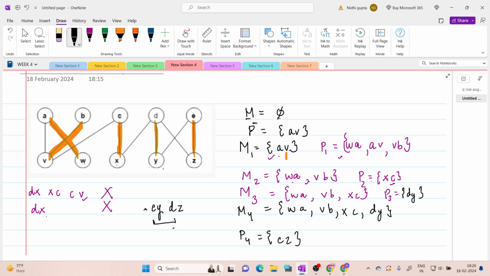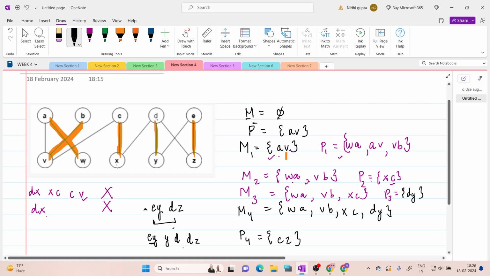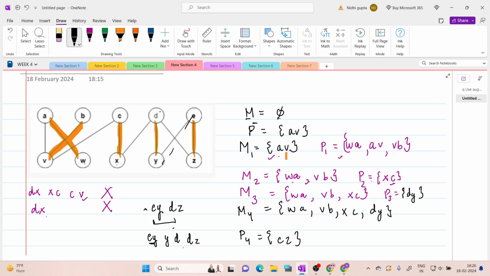Sir, Y is it? EY, D is it? So the other edge. Okay, you are saying YD and DZ. This you are saying, right? Yes, ma'am. Yes, that is an augmenting path. That is correct. EY, DY and DZ, that is an augmenting path.